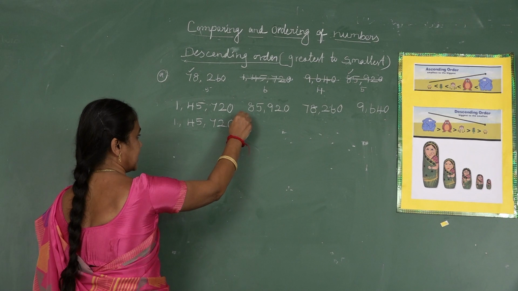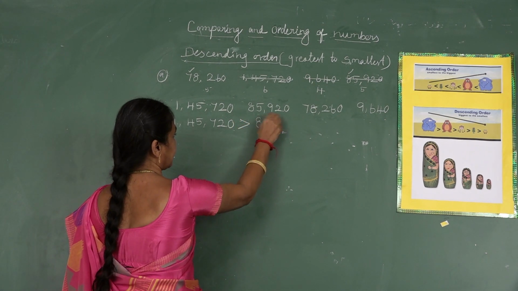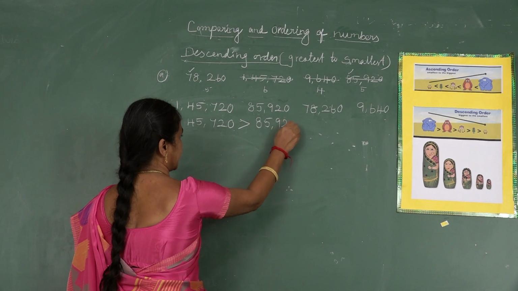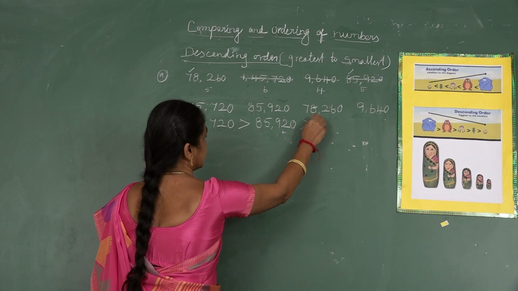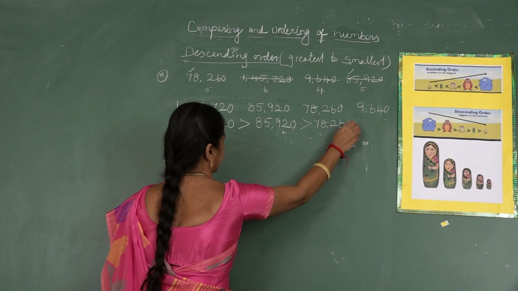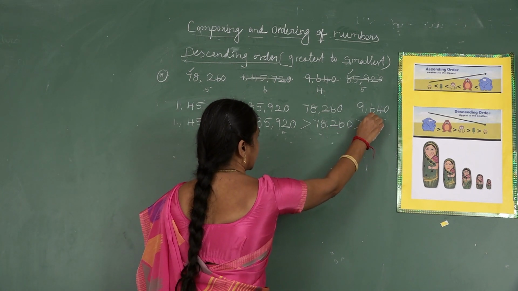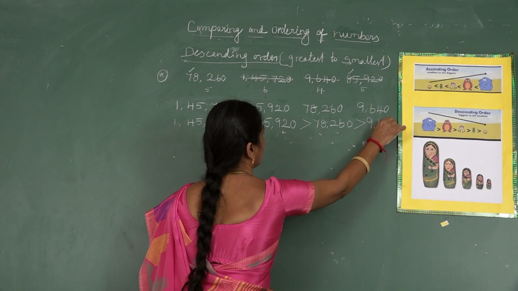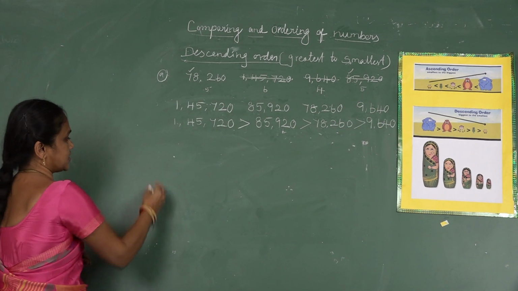1,45,720 is greater than 85,920. This number is greater than 78,260. This number is greater than 9,640. Let us move to another example.